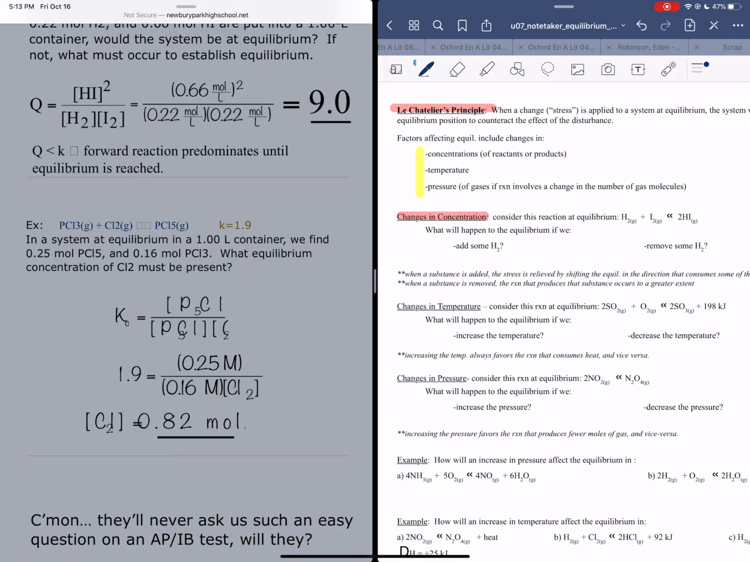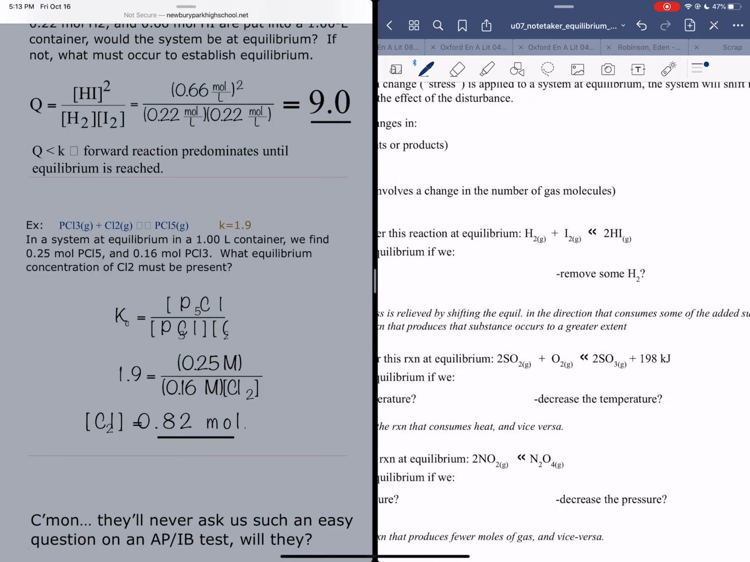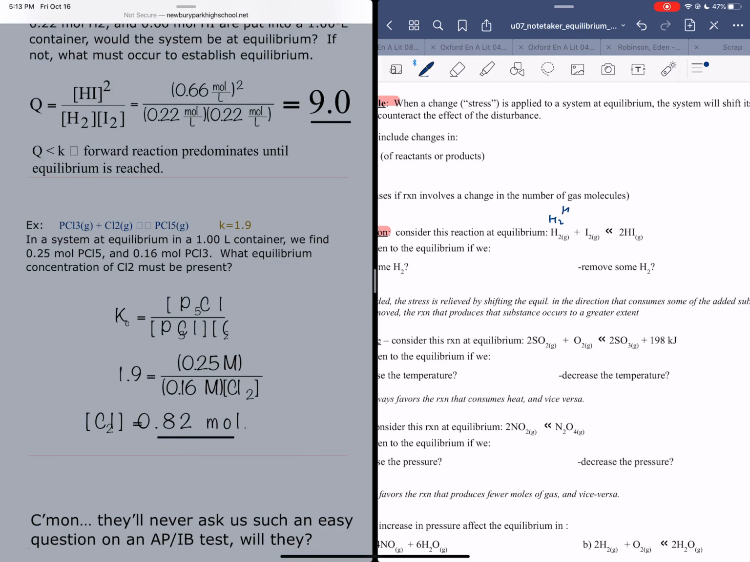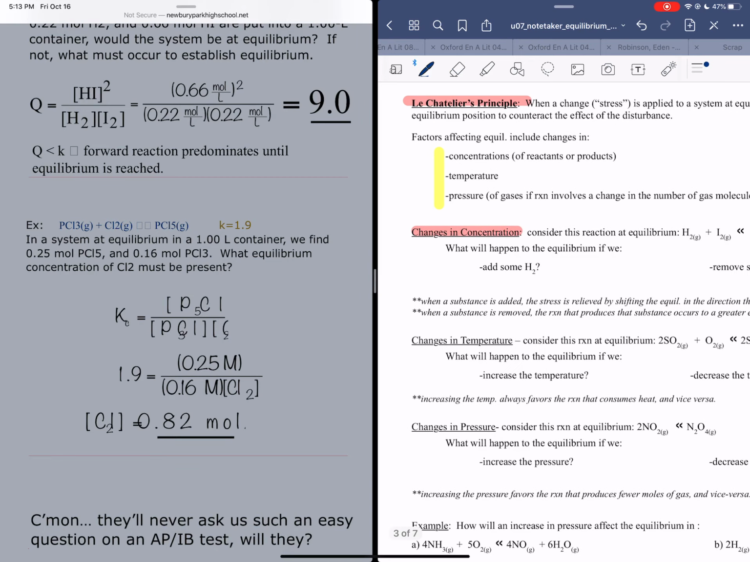Consider this reaction at equilibrium: H2 plus I2 in equilibrium with 2HI. So what would happen if we added some H2? Let's think about this. Look at all this H2 we now have because we added it. What will the equilibrium want to do? It will want to use up this excess H2, so it doesn't have as much of it. Remember, we want to reduce the stress. So how do we do that? Well, we create more product. What does this mean? The equilibrium shifts to the right.